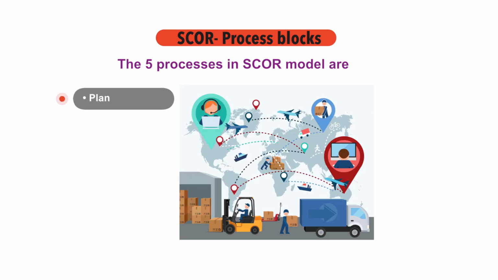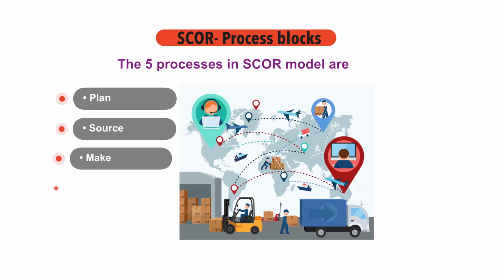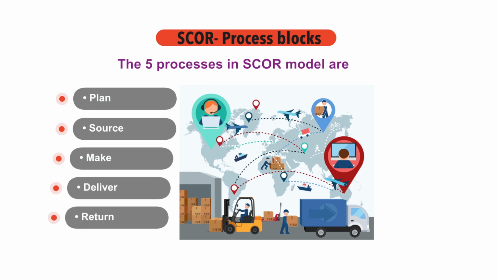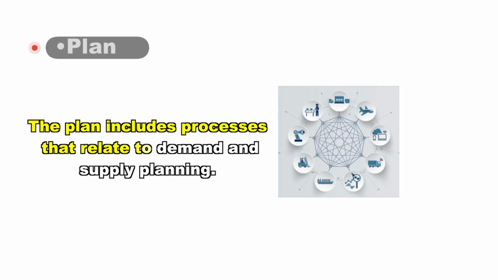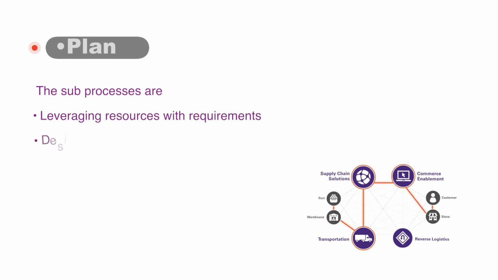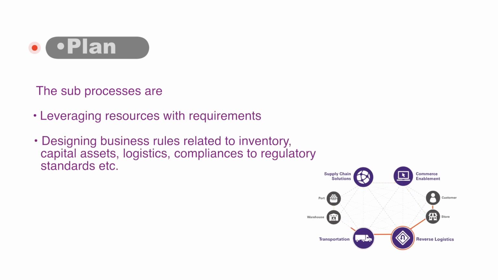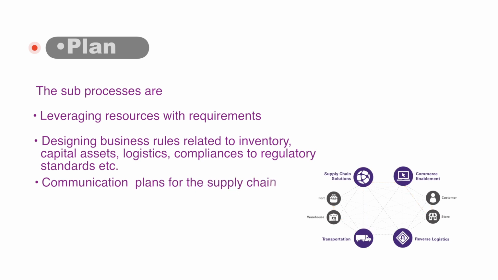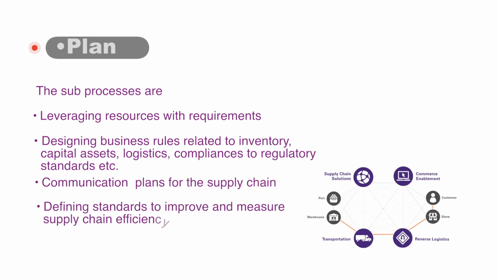SCOR process blocks. The 5 processes in SCOR are plan, source, make, deliver, and return. The plan includes processes that refer to demand and supply planning. The sub-processes are leveraging resources with requirements, designing business rules related to inventory, capital assets, logistics, and compliances to regulatory standards, communication plans for supply chain, defining standards to improve and measure supply chain efficiency.